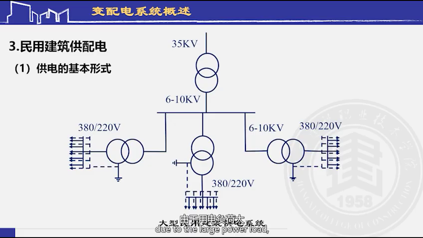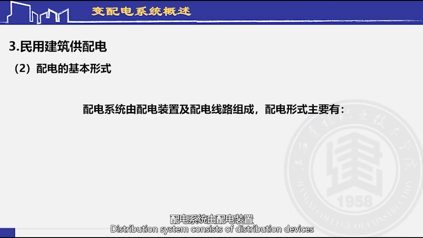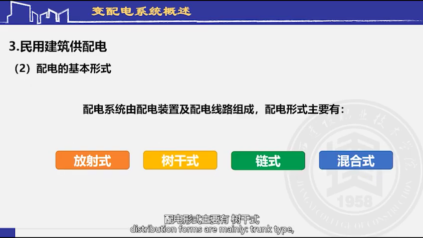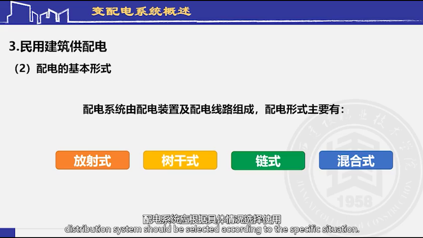The power supply of large civil buildings: due to the large power load, the power supply line is generally 35 kilovolts, which needs to be reduced twice. The first time 35 kilovolts is reduced to 10 kilovolts, and then the 10 kilovolts high voltage distribution wire is connected to the substation of the building, which is reduced to 380/220 volts. The distribution system consists of distribution devices and distribution lines. Distribution forms are mainly trunk type, radial type, chain type, hybrid type. The distribution system should be selected according to the specific situation.